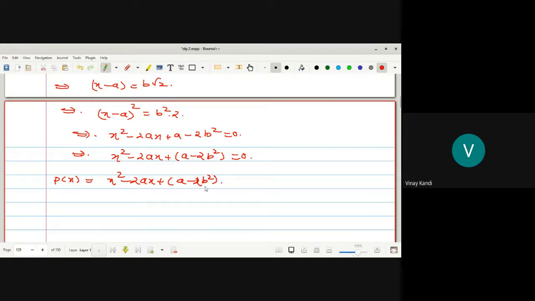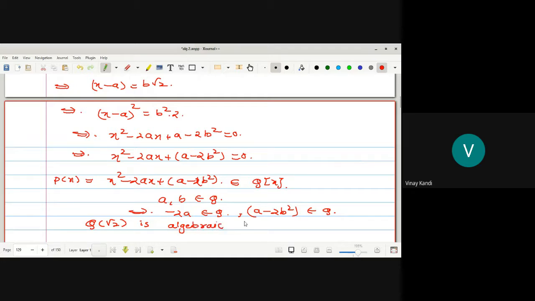This polynomial belongs to Q[x]. Why? Because A and B belong to Q. It implies minus 2A also belongs to Q, and A squared minus 2B squared also belongs to Q. So all the coefficients of P of x belong to Q. Hence, we can say that Q(root 2) is an algebraic extension of Q.